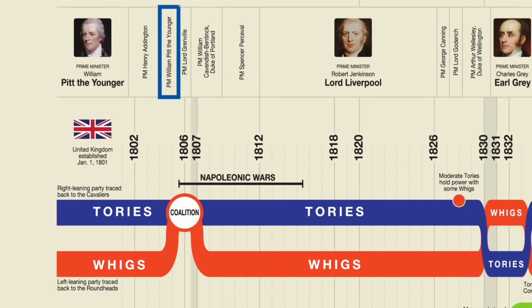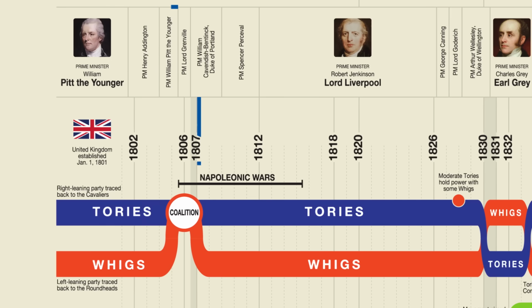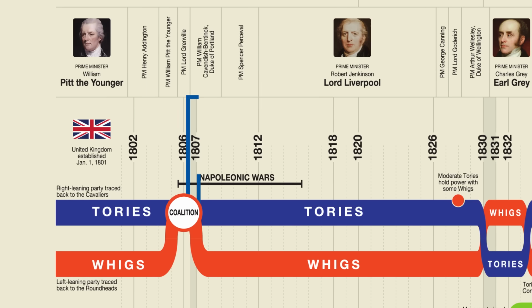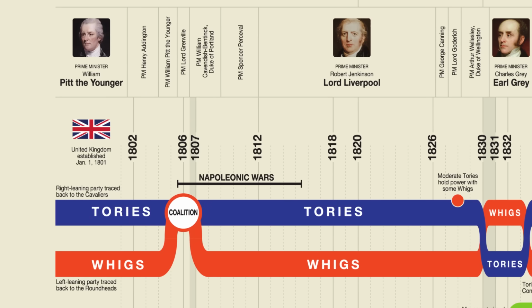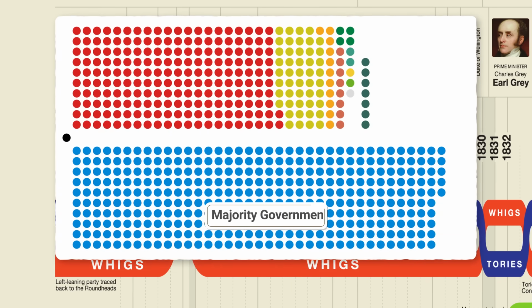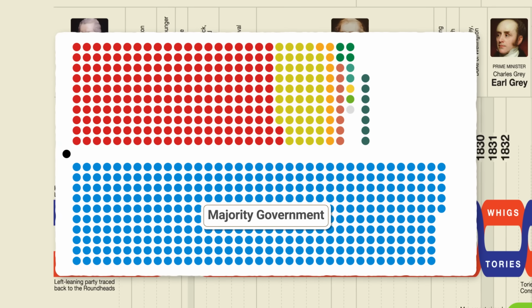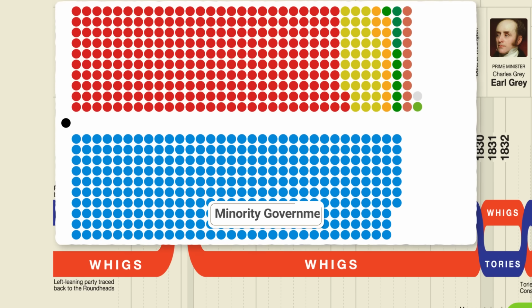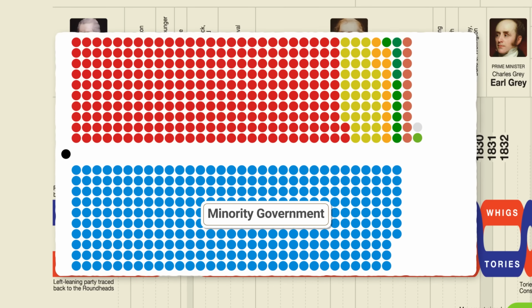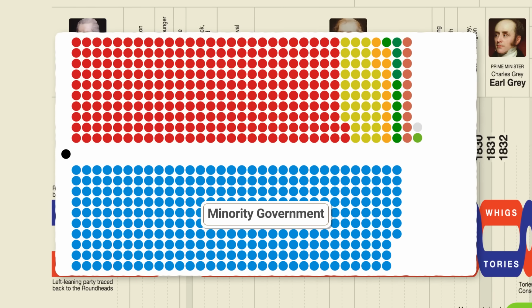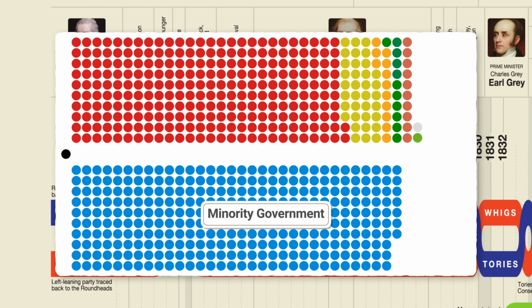Finally, whenever you see a shaded area, such as right here, just prior to 1807, that indicates a minority government. Basically, whenever one party holds more than 50% of the seats in Parliament, that's called a majority government. But in situations where no party has above 50%, that's called a minority government. What this usually means is that the party with the most seats still gets to rule, but they have to do so by working with other parties or individuals.